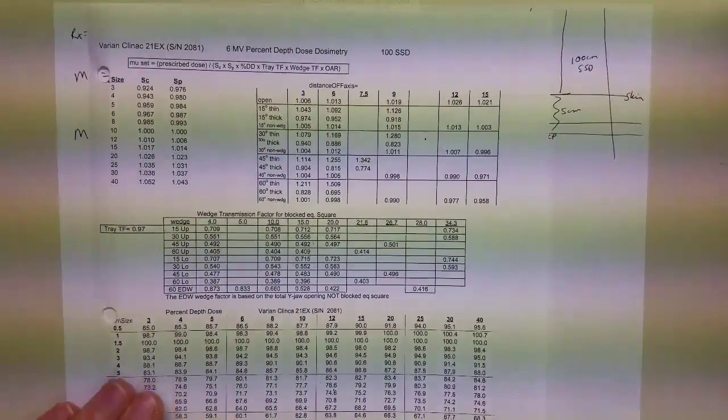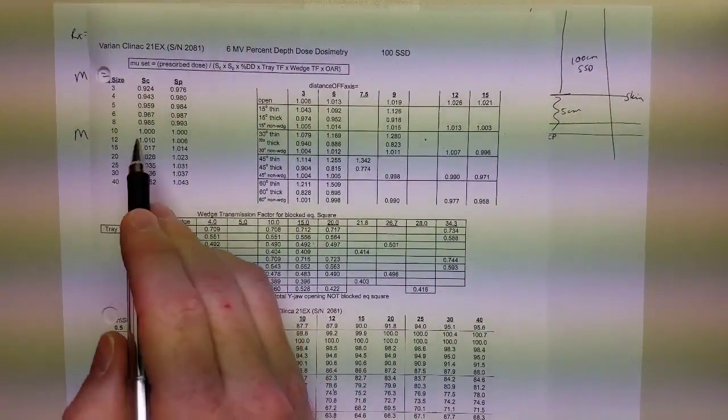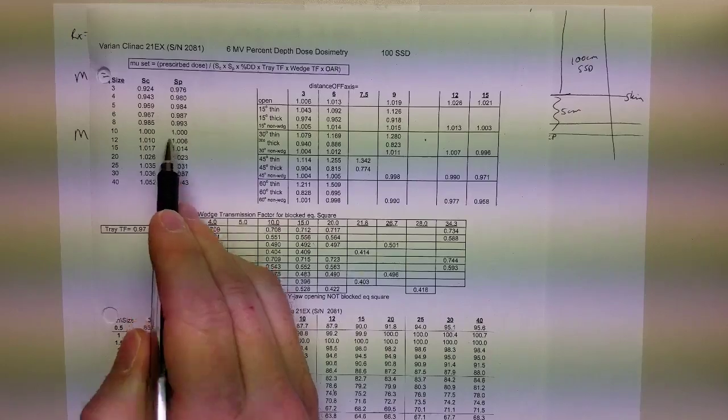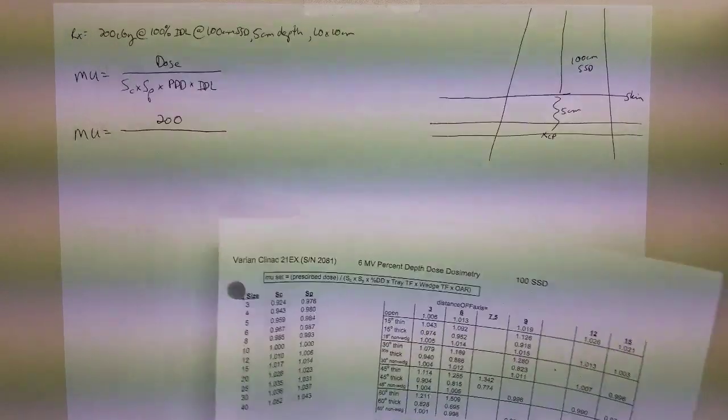So I take MU equals 200 divided by my collimator scatter factor and phantom scatter factor, located in the beam data table sheet. For a 10 by 10 field size they are 1.0 and 1.0, since that's how my machine is calibrated.